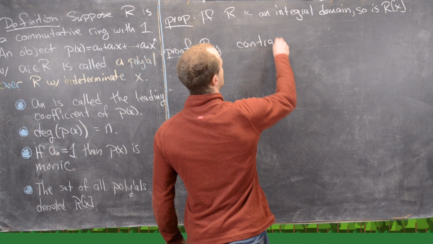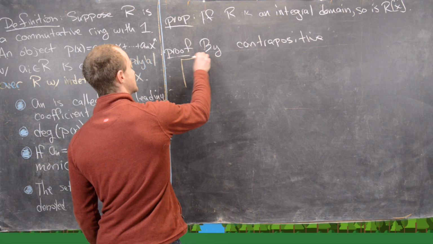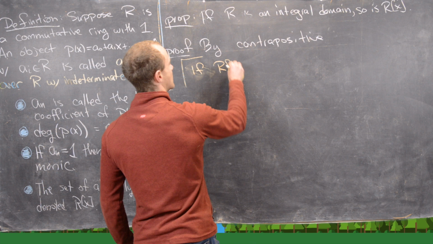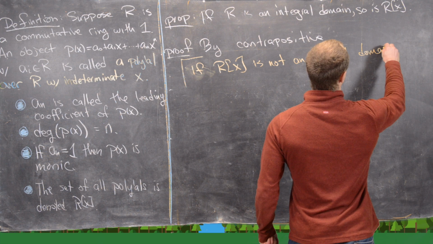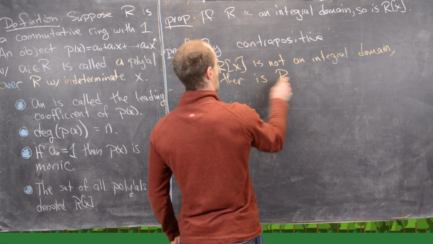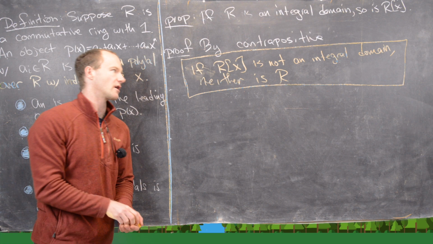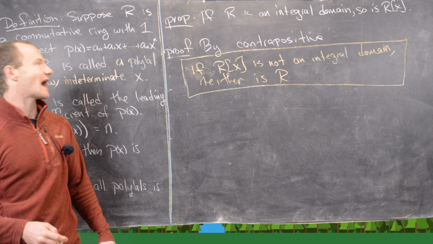So let's go ahead and see what that means. So that says if R adjoint X is not an integral domain, neither is R. So in other words, if we have zero divisors inside of R adjoint X, then we have zero divisors inside of R. Okay, let's go ahead and see how this goes.